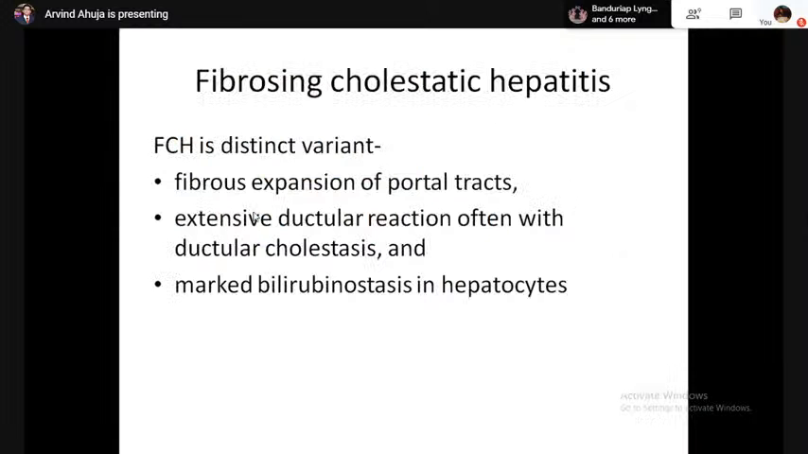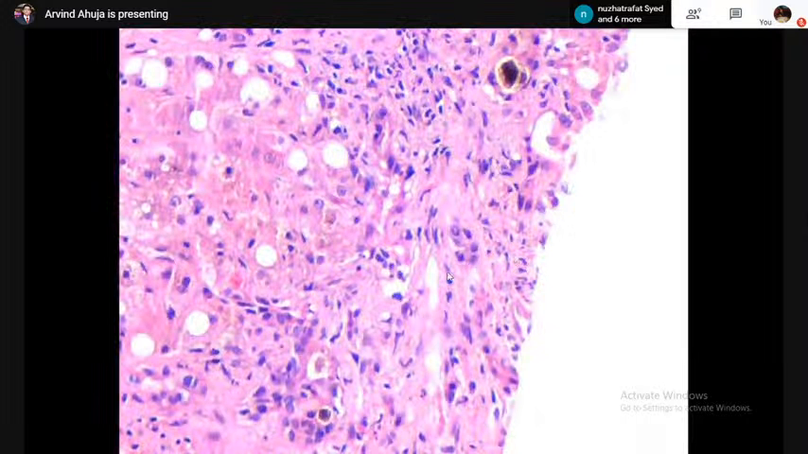There is another distinct variant of hepatitis B, which is known as fibrosing cholestatic hepatitis. Basically, in FCH, there is fibrous expansion of the portal tracts, and there is extensive ductular reaction, often with ductular cholestasis, and there is also marked bilirubinostasis in the hepatocytes. This is a photograph showing you marked portal fibrosis with ductular proliferation. Lots of ductules are proliferating, and there is a case of fibrosing cholestatic hepatitis. This is a variant of hepatitis B.